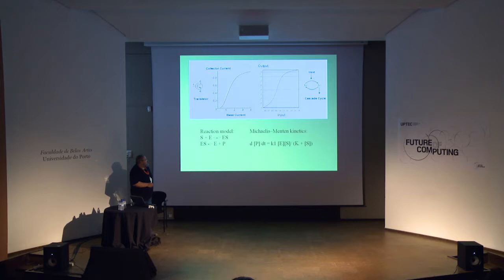But people observed in the 90s something different. Let's consider a reaction model. It's a very common reaction model for enzymatic reaction. E is enzyme, a biological enzyme, for example. S is substrate. And enzyme combines with substrate. Enzyme is usually a big protein that has a hole somewhere. And the molecule that's processed by the enzyme is attracted into this hole in the enzyme.